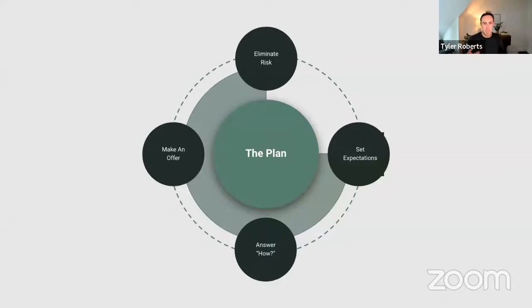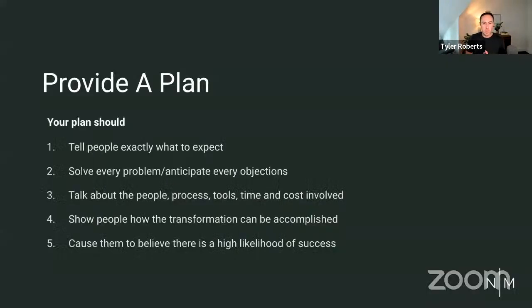So again, with the plan, you want to make sure that you're eliminating risk. You want to reduce the risk as much as possible. You want to set expectations. You want to answer the how question. So how are you going to do these things? And then you want to make an offer. You want to make a promise. You want to tell them this is what you can expect from this process. At the end of the day, really what we want to do is anticipate those objections. So think about questions that you've been asked in the past. Think about why people haven't hired you in the past, and you want to be able to address those in your marketing message.